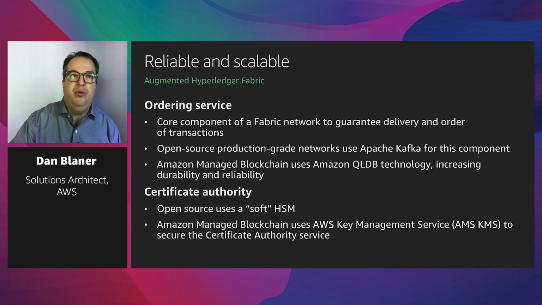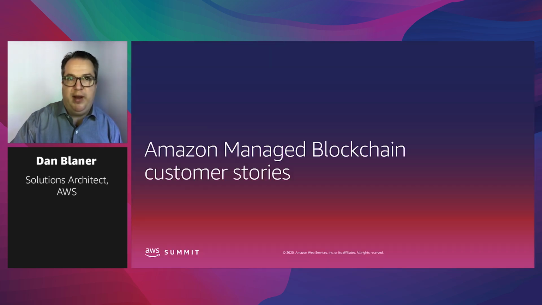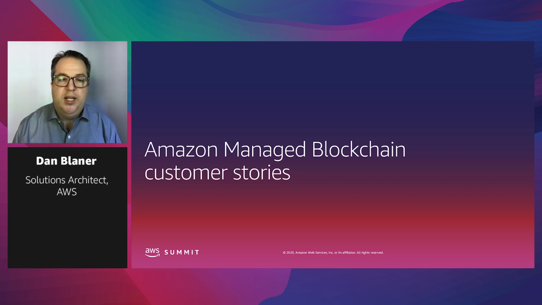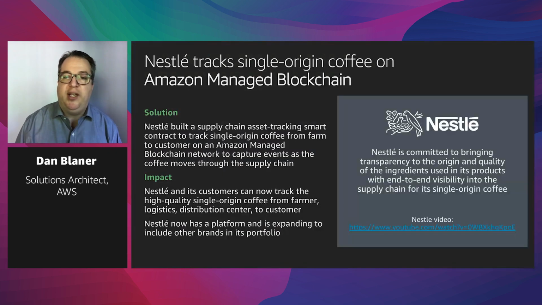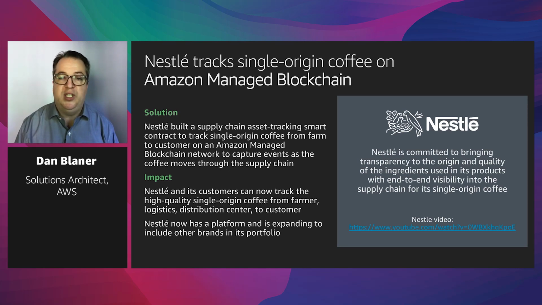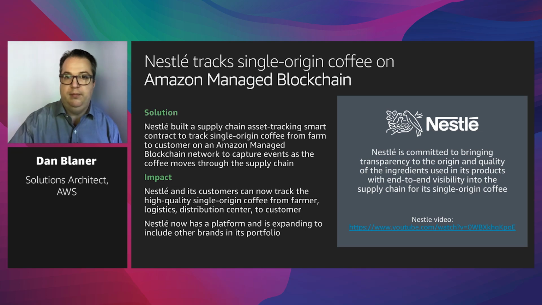So let's talk about a few of our customers that have used Amazon Managed Blockchain. Nestle built a supply chain asset tracking smart contract to track single origin coffee from farm to customer on an Amazon Managed Blockchain network to capture events as the coffee moves through the supply chain. This provides customers with visibility into the origins of their coffee. Nestle will use this as a platform to expand capabilities to other products.